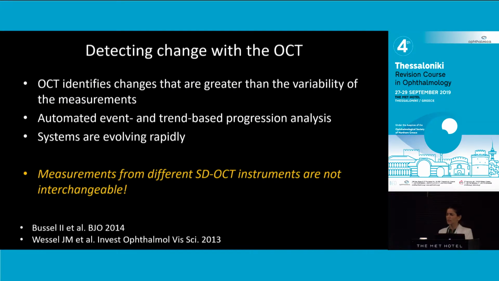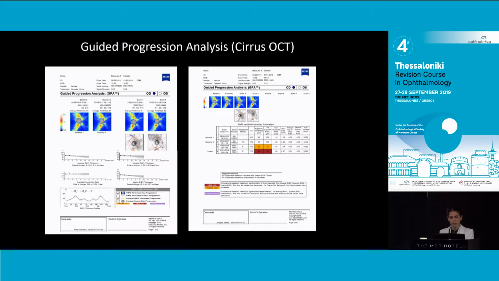Detecting changes with the OCT is basically about detecting change which is greater than the expected variability from one test to the other. And as we said with the visual field, the same concept applies: event-based analysis, trend-based analysis. But you need to remember that the machines are not interchangeable. So if you move practice or if you decide to buy a better OCT from a different manufacturer, you cannot transport the tests from one to the other. You need to start with the same one and stick with that, which is why it doesn't matter which one you use, as long as you use the same device. This is the printout from the Cirrus OCT.